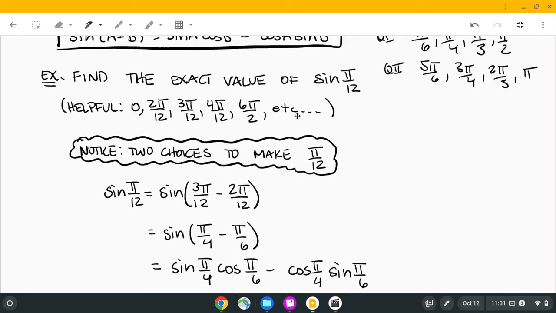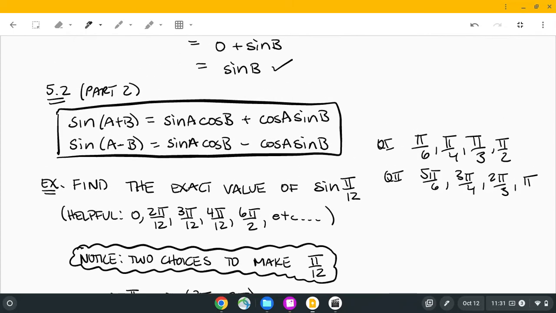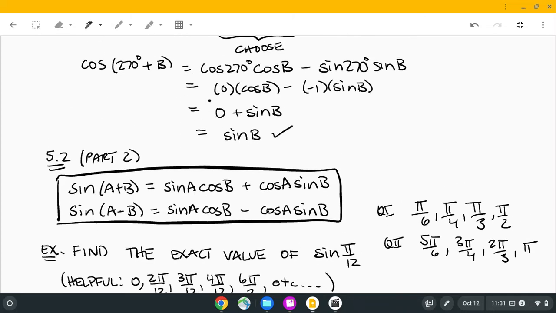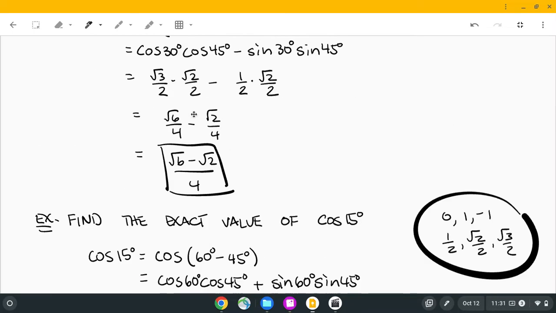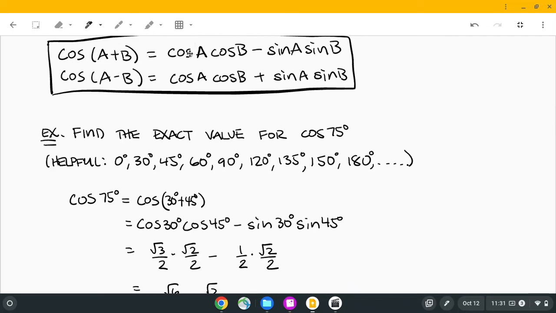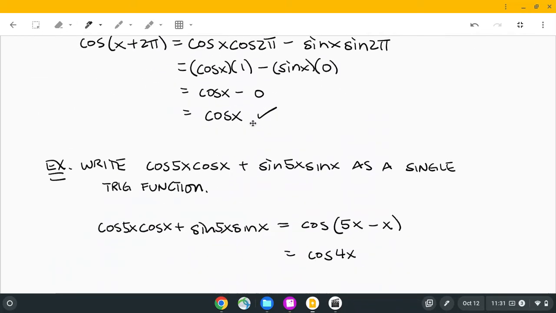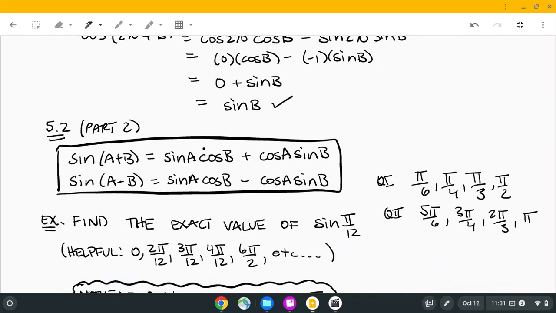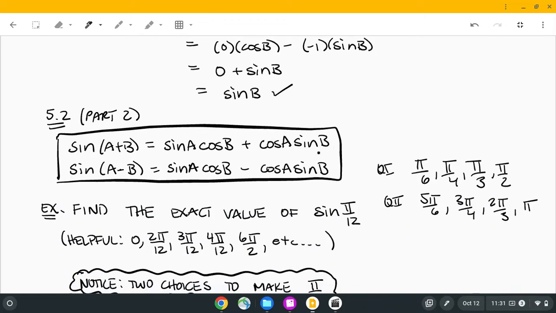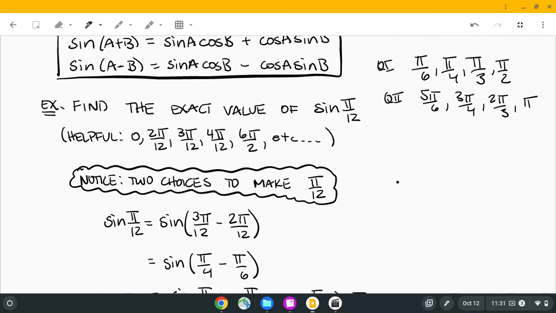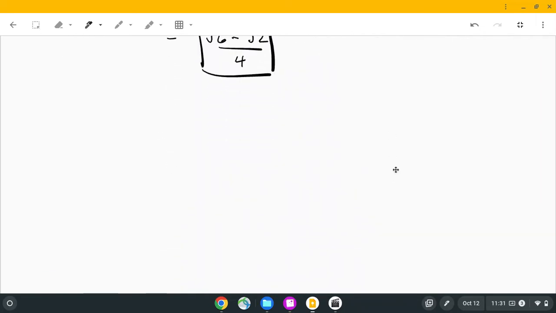So when they're asking you to write it as a single trig function, just remember cosine has cosine, cosine, sine, sine, whereas sine has sine, cosine, cosine, sine. Okay, they're mixed. Okay, let's do tangent's formulas.